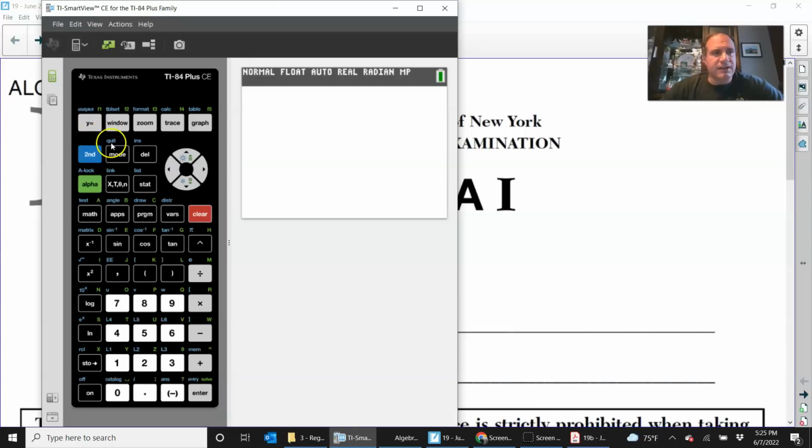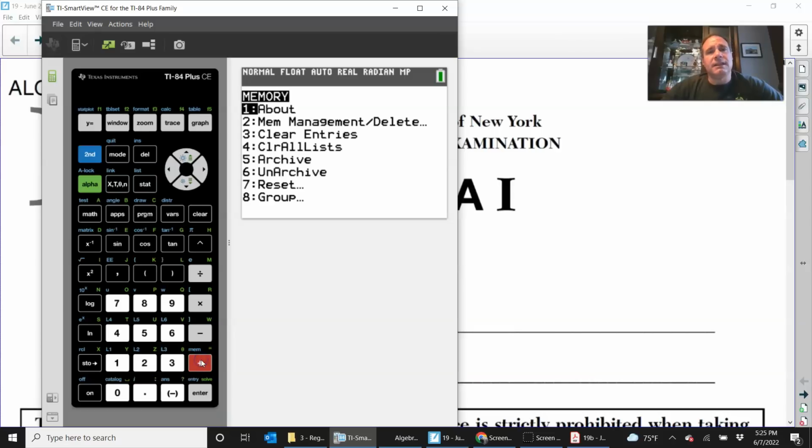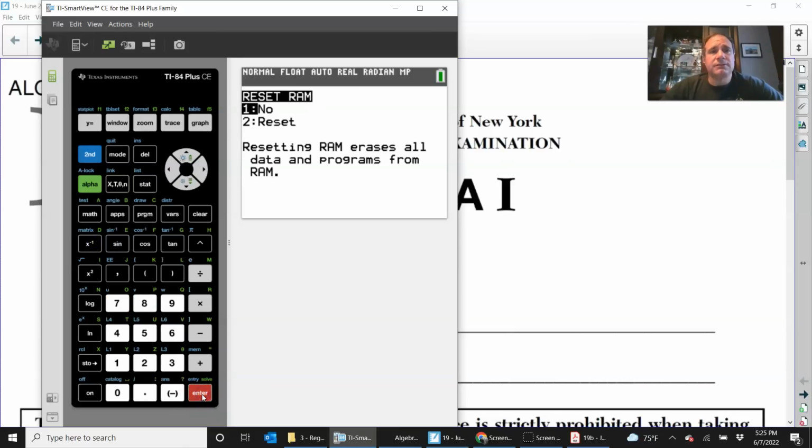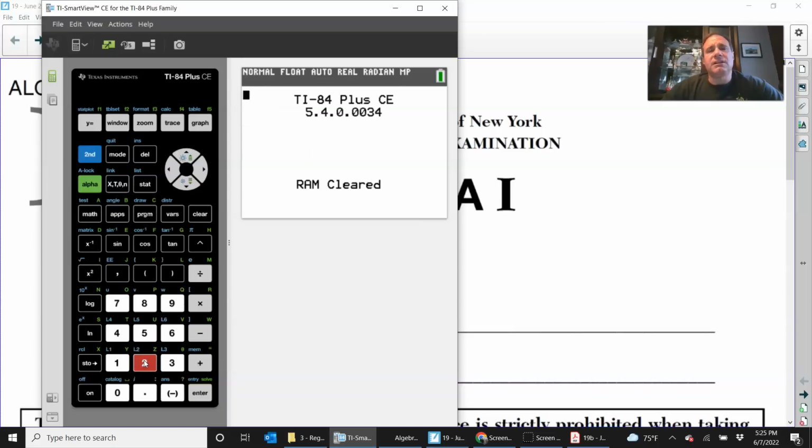As soon as you reset your calculator, they're going to want to see the RAM cleared screen. So you press second function, then the plus button, which will bring you to the memory screen, and then you press 7 and you leave it on All RAM. You press enter just like that, and you press 2, completely reset. They're going to want to see that RAM cleared screen.